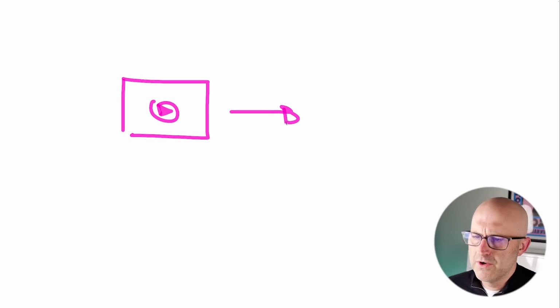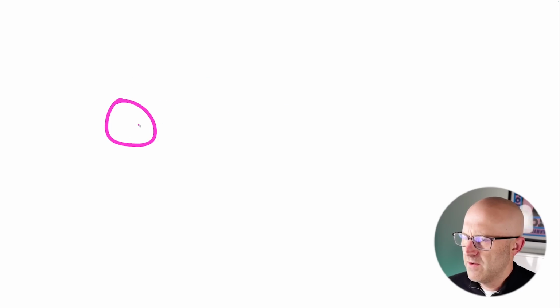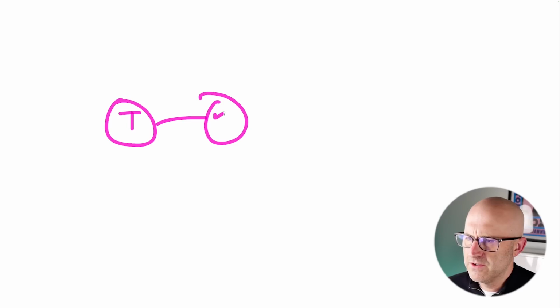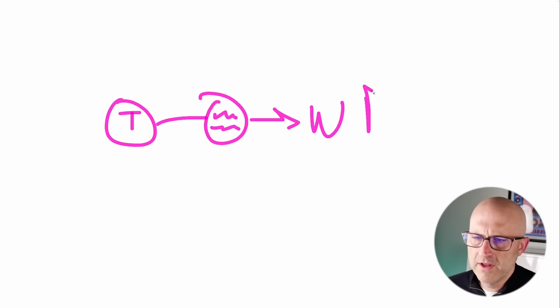So for instance, if we have a video, if we want to create a blog, then we need to take that video and we need to transcribe it. Then we need to send it to ChatGPT to write the rough draft. Then we need to send it to a writer to proofread it, and then we're done.